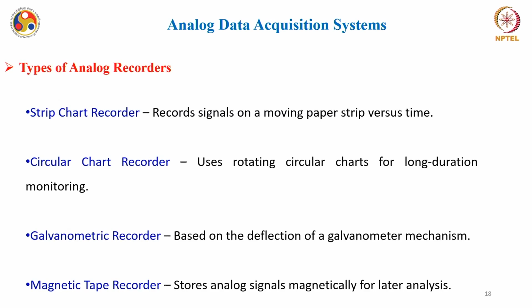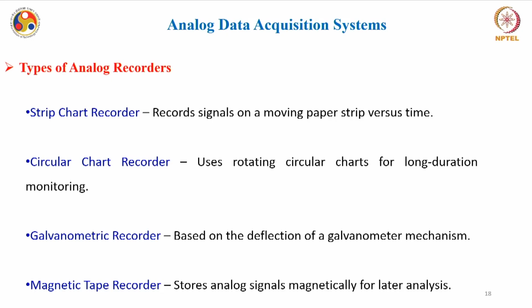There are different types of analog recorders. The older generation has strip chart recorders, circular chart recorders, galvanometric recorders, and magnetic tape recorders. There are some other varieties of analog recorders as well. But the principle remains similar: there is some mechanical part like a pen or stylus that is moving and recording the data continuously.